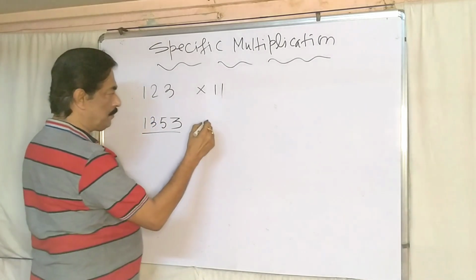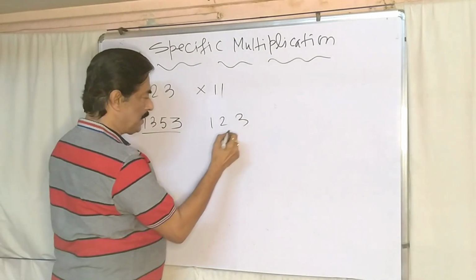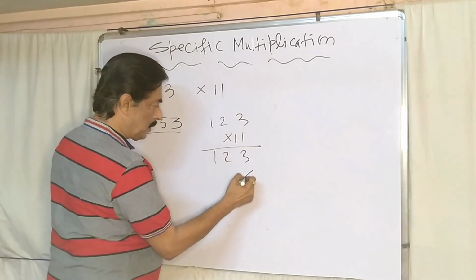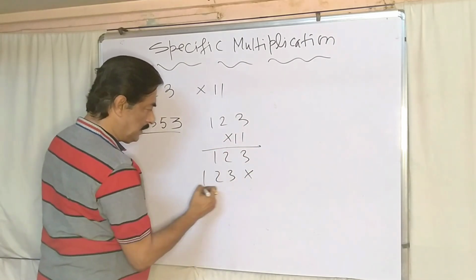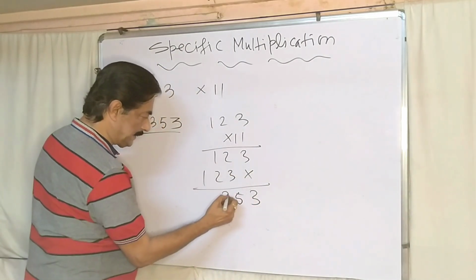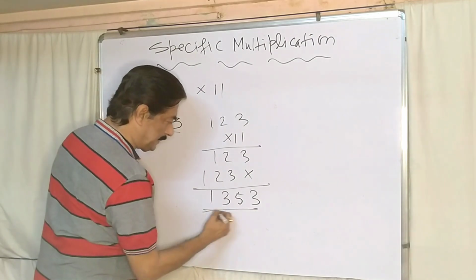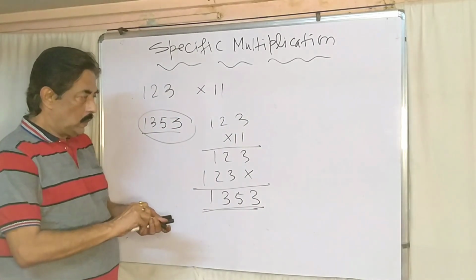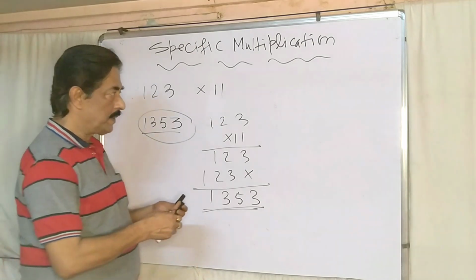In our childhood we have done 1, 2, 3 multiplied by 11. So 1, 2, 3 cross 1, 2, 3. We can write 3. 3 and 2, 5. 2 and 3, 5, and 1. Your answer 1, 3, 5, 3. Now we have to learn the new rule.